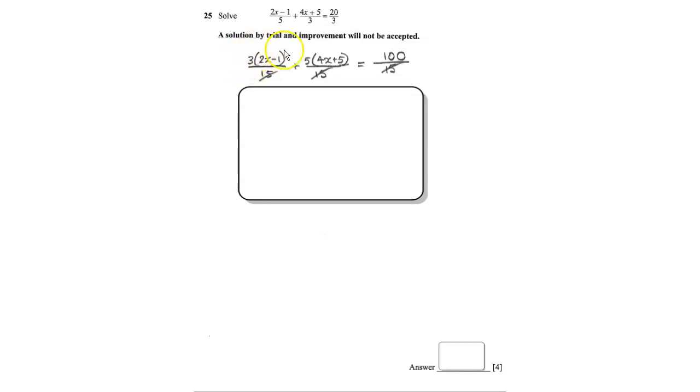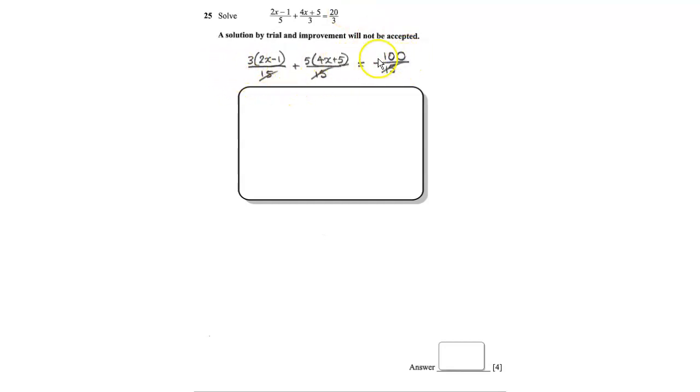So that just means 3 times this whole expression. Then we do the second fraction, we times that by 5. So we have to times the top one by 5. And that's what we've got here. 5 brackets 4x plus 5. The last part of it on the other side of the equation is we've multiplied the bottom by 5. So we have to multiply the top by 5, which then becomes 100. So 20 times 5 is 100.